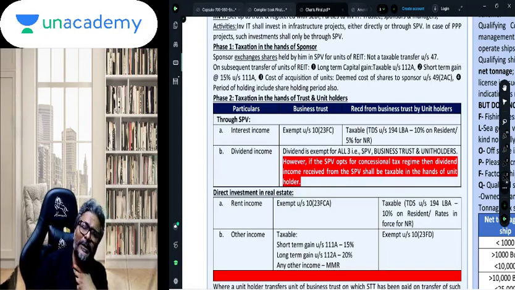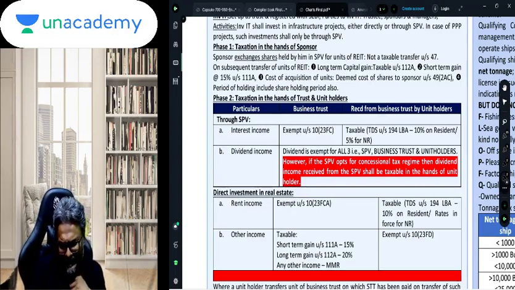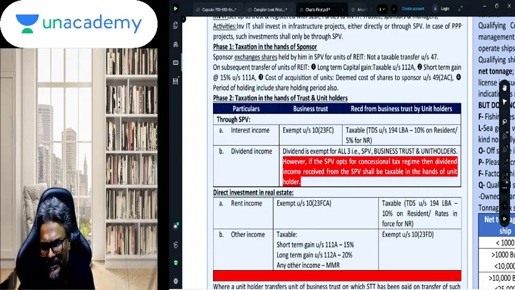So therefore, if it is a resident who has earned the dividend income via the REIT and the SPV has opted for 115BAA, then the rate of tax would be that as applicable to the person. As applicable to the person, students. So this is one of the points that you should always bear in mind, students, in this context of the dividend taxability.